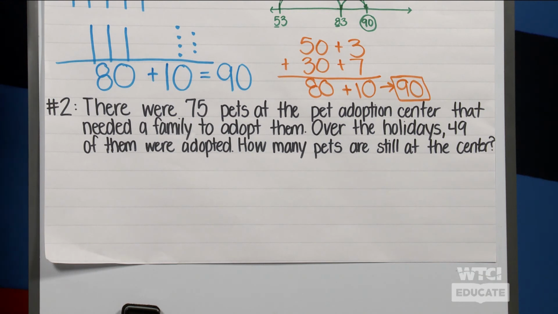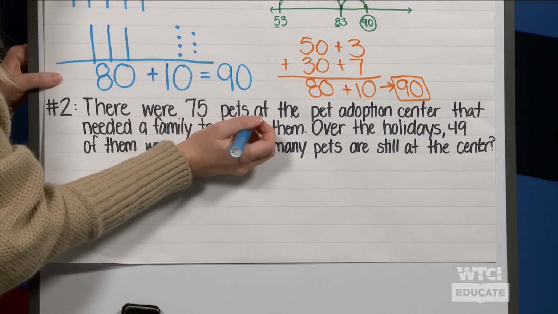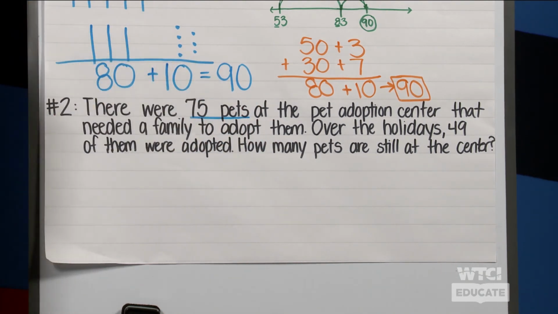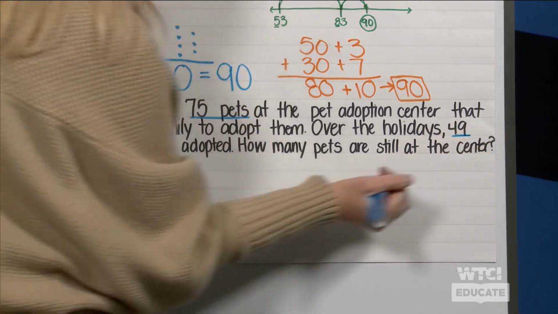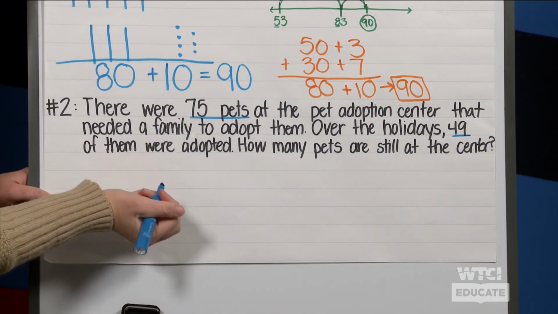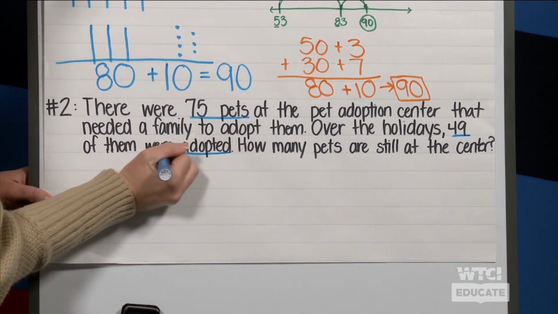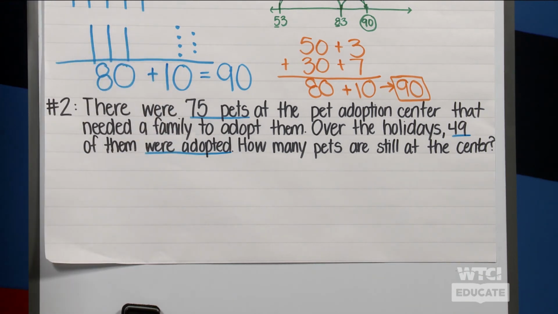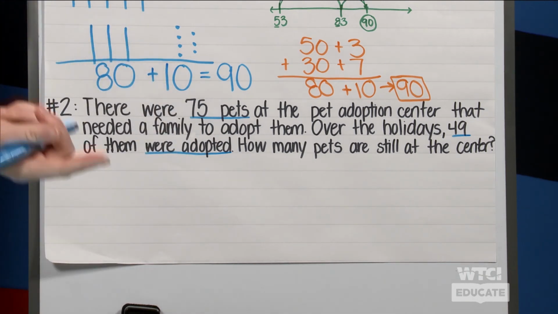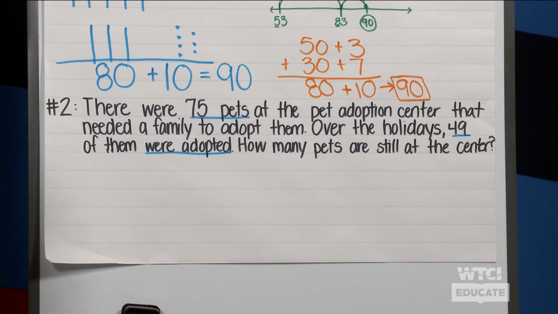What could we write to match this story? What's happening? What do we already know? We know that there were 75 pets at the adoption center that needed to be adopted. We know that over the holidays, 49 of them were adopted. What are we trying to find out, or what is the problem asking us? That's right, we want to find out how many pets are left.